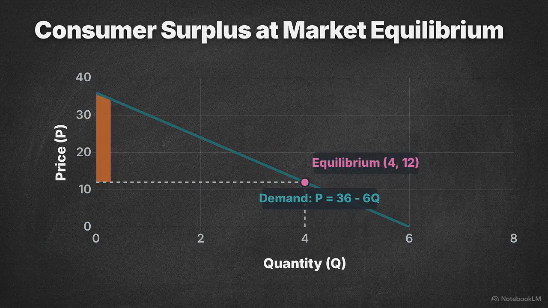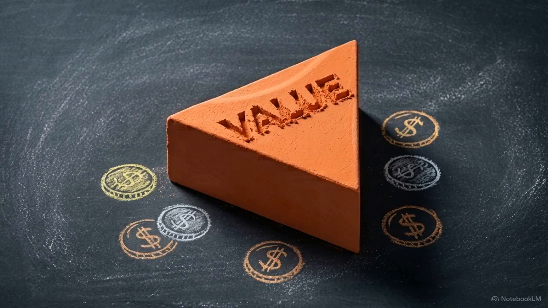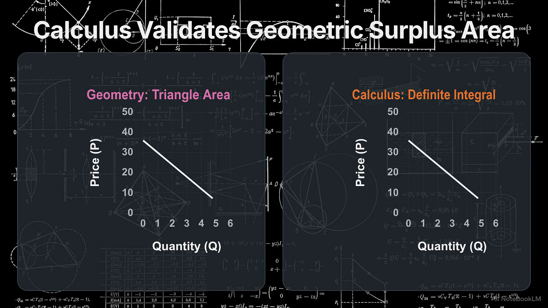The consumer surplus is located strictly under the demand line but above that fixed equilibrium price. This shaded triangular area translates directly to human behavior. It is the measurable financial value extracted by consumers simply by participating in this market. Because this demand curve was drawn as a perfectly straight line, we can verify our calculus by running a stress test against simple geometry. Using the geometric formula for a triangle, 1/2 base times height, we calculate a surplus area of 48.